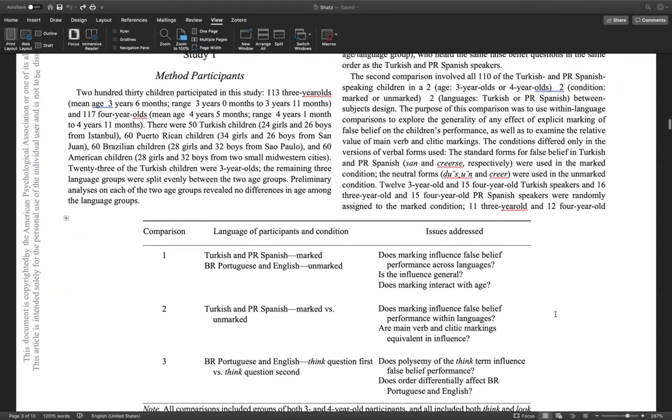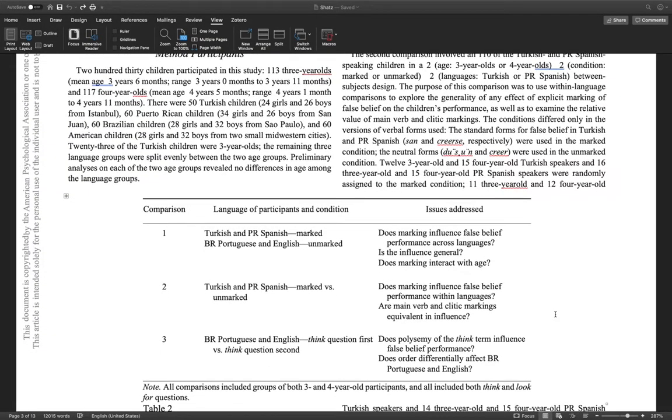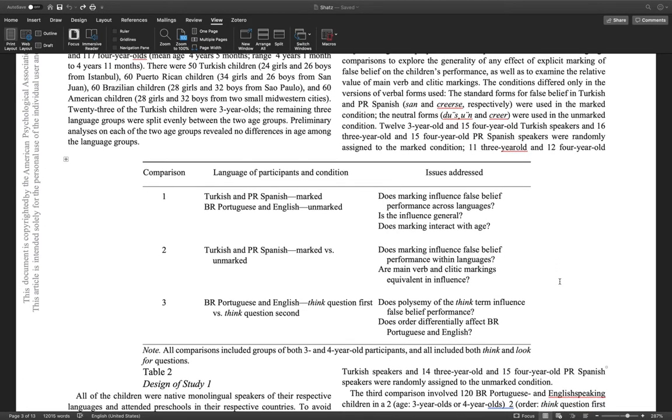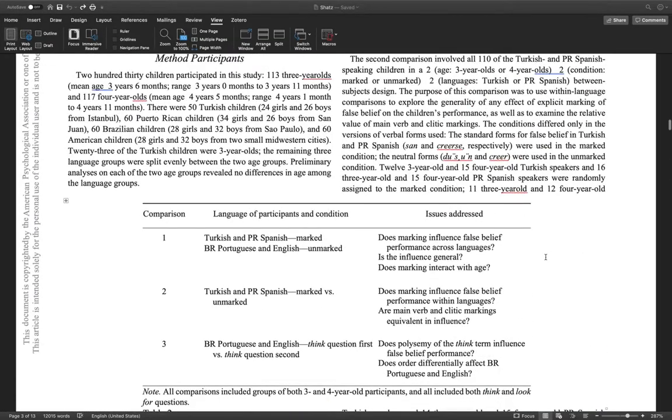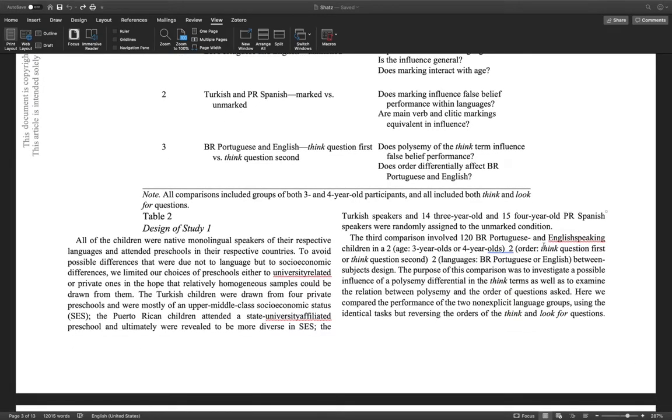12 3-year-old and 15 4-year-old Turkish speakers and 16 3-year-old and 15 4-year-old Puerto Rican Spanish speakers were randomly assigned to the marked condition. 11 3-year-old and 12 4-year-old Turkish speakers and 14 3-year-old and 15 4-year-old Puerto Rican Spanish speakers were randomly assigned to the unmarked condition.